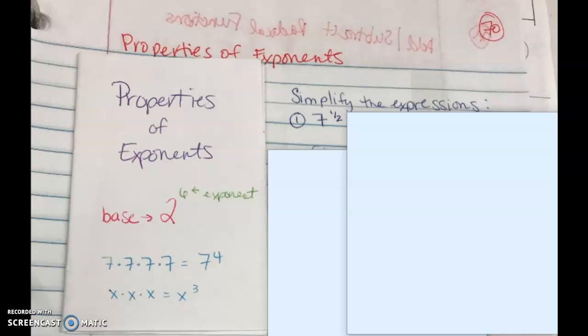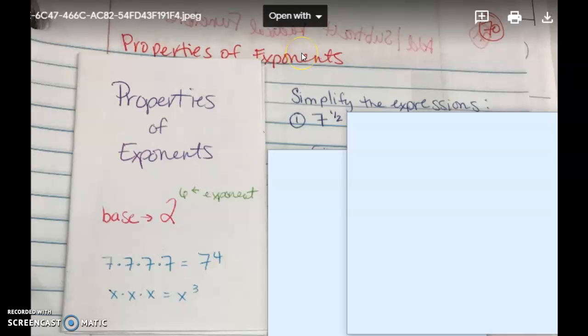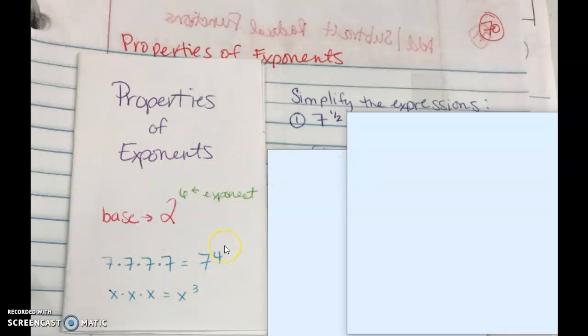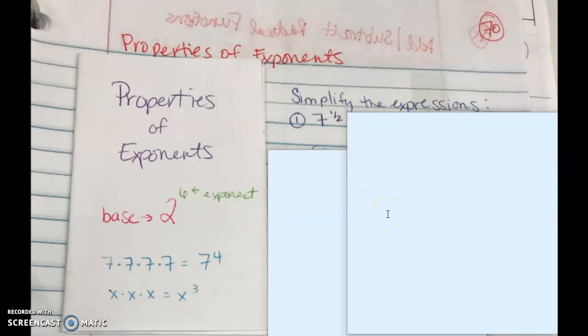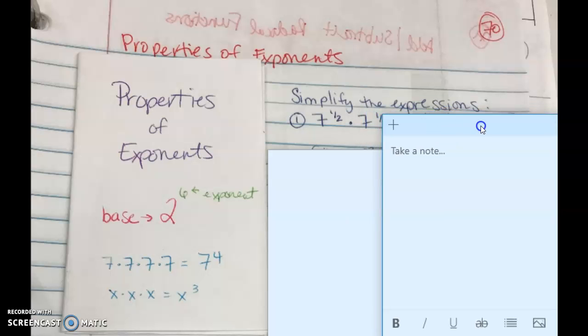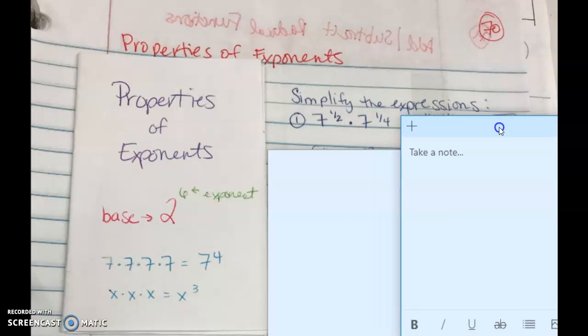Okay, so for page 70 of your interactive notebook, you're going to label it Properties of Exponents. And then that little mini book that I had you make is going to go at the left-hand side of that. And then we're going to take these properties that you learned in Algebra 1 and we're going to apply them. But we're going to apply them to rational exponents now. What I mean by that is exponents that have fractions in the exponent.